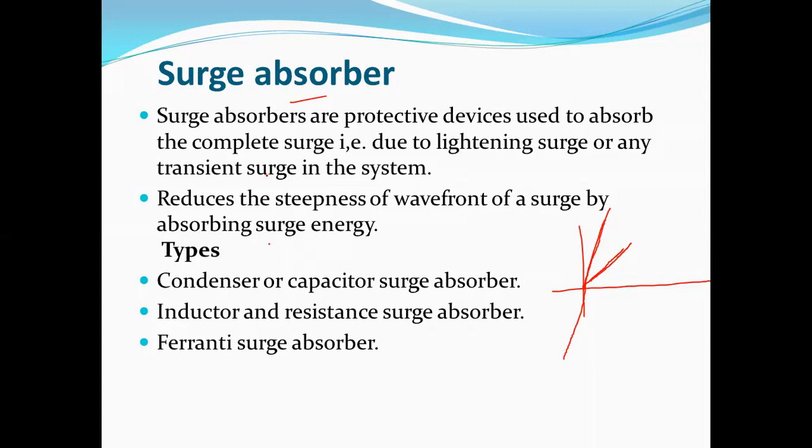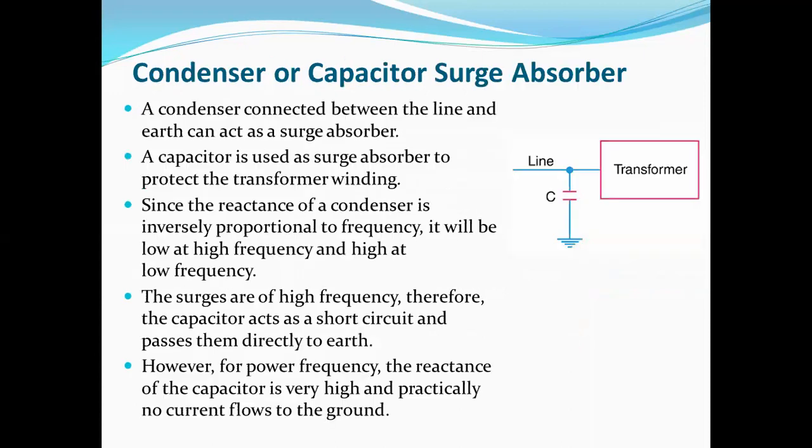Then the types of these surge absorbers: there are 3 types. First is the condenser or capacitor surge absorber, second is the inductor and resistance surge absorber, and third is the Ferranti surge absorber. We'll see them one by one. First, the capacitor surge absorber.